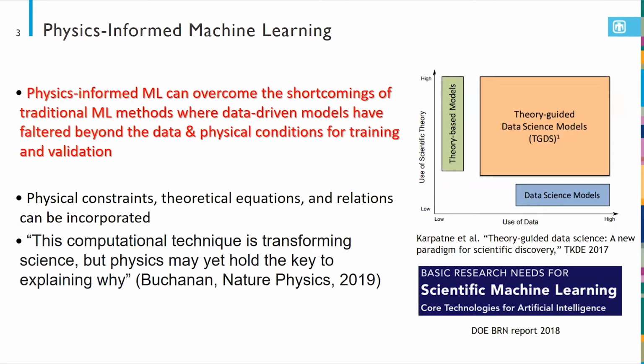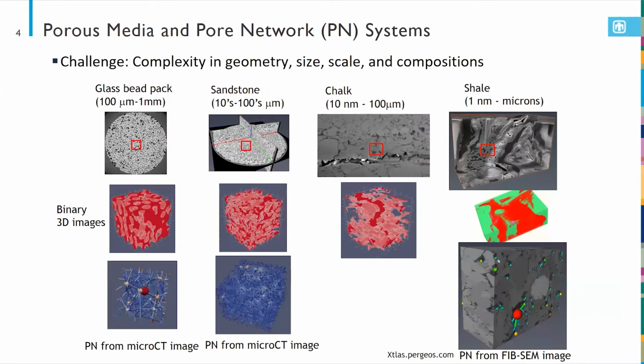porous media. And many talks in this workshop already cover physics-informed machine learning, so I'm not going to repeat it. But in general, physical constraints, theoretical equations, and known relationships usually help us improve our model's predictability as well as the applicability of the trained model. So we try to incorporate very simple physical information to better estimate material permeability given image data.